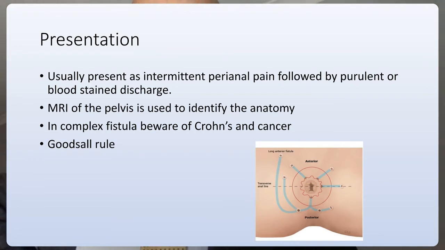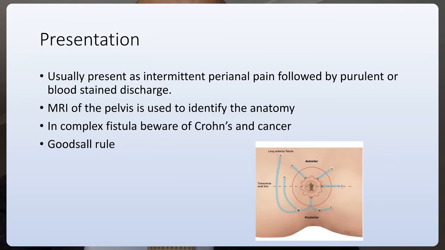If there is any suspicion of complex disease, we should always get an MRI. The benefit is that if you do a fistulotomy to lay the fistula open, it will tell you how much of the sphincter muscle the fistula involves. Also, if there is a suspicion of Crohn's disease or cancer, we get an MRI of the pelvis for better anatomy. Now, there is an old rule called the Goodsall rule, which is very effective in learning the fistula tract and its different types.